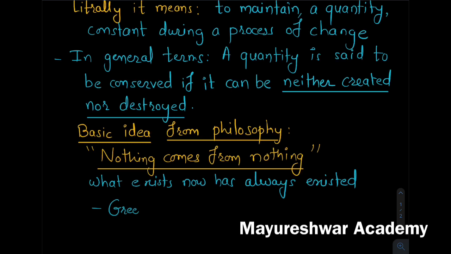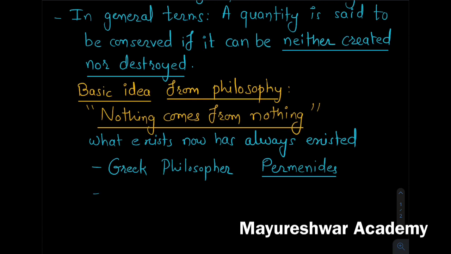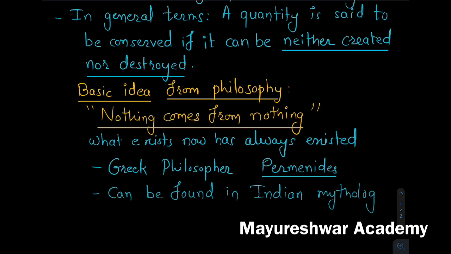It came from the Greek philosopher Parmenides. Though it is attributed to the Greek philosopher, it can be found easily in Indian literature, in Indian mythological texts.